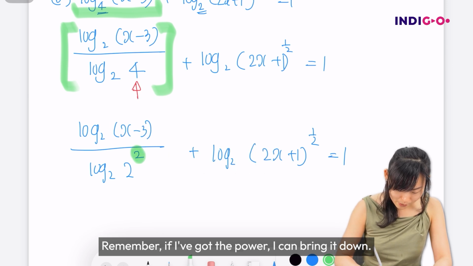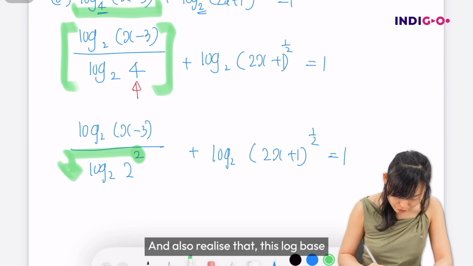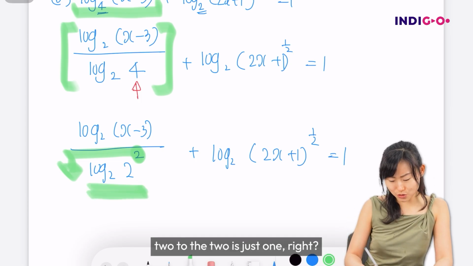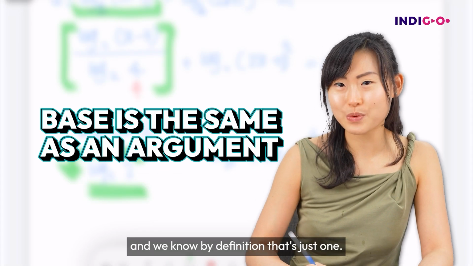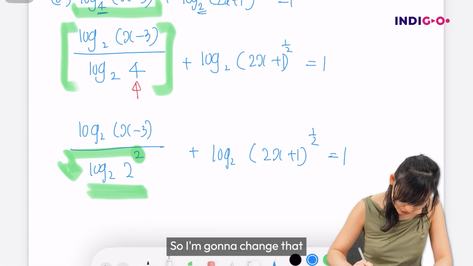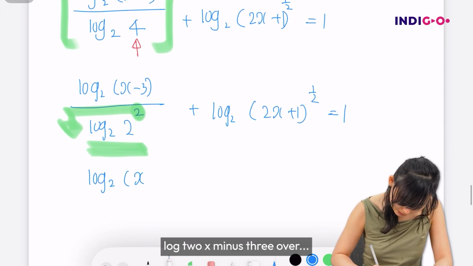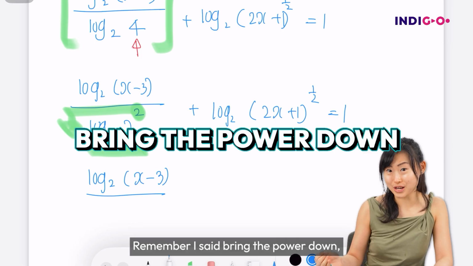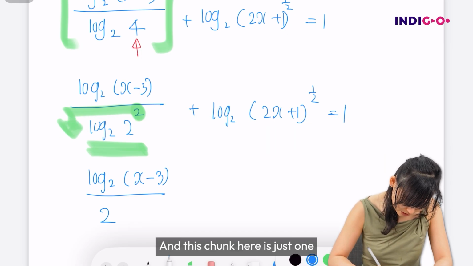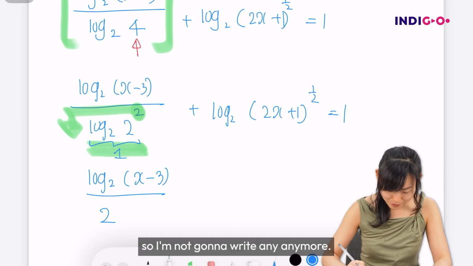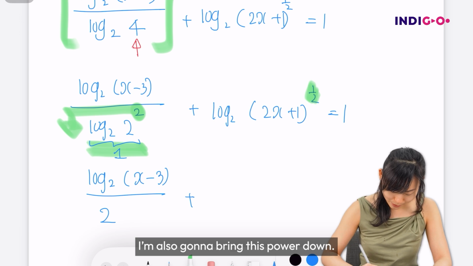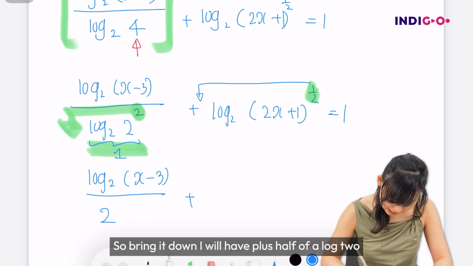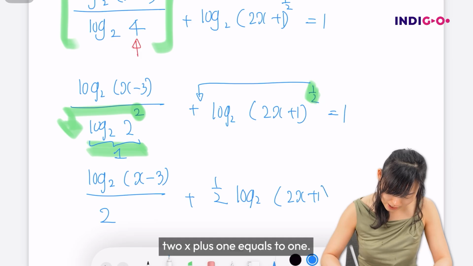Remember, if I've got a power, I can bring it down. Also realize that log base 2 of 2 is just 1, because the base is the same as the argument, and by definition that's just 1. So I'm going to change that. Log base 2 of (x minus 3) over, remember I said bring the power down, so I'm going to do that. And this chunk here is just 1, so I'm not going to write that anymore. Plus, similarly, I'm also going to bring this power down, so I will have plus half of log base 2 of (2x plus 1) equals 1.